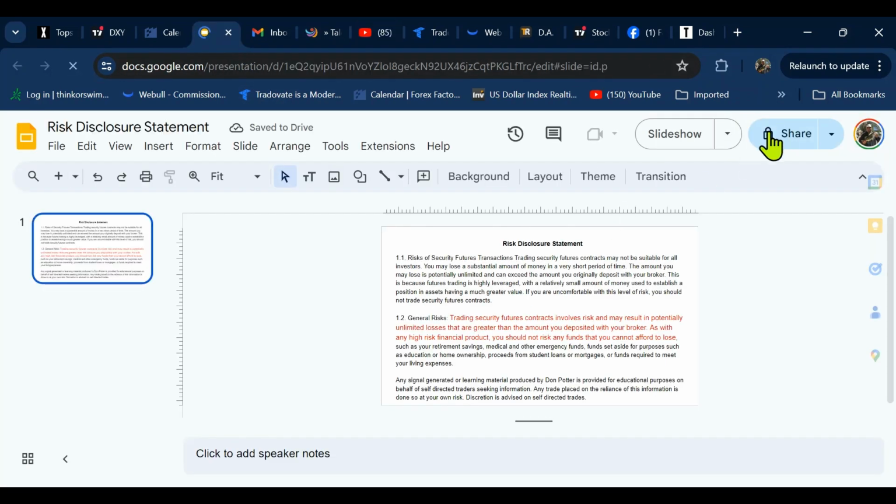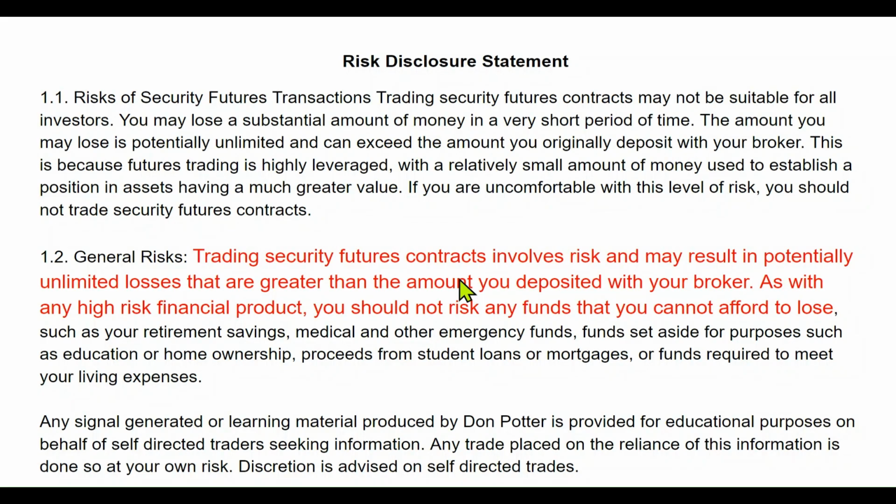As always, no video would be complete without a risk disclosure statement. So you need to know trading futures is risky. I recommend you start on a paper trading account with real profit goals, real stop losses. You can't risk 1 million contracts and a $1 million stop loss. It doesn't do you any good.